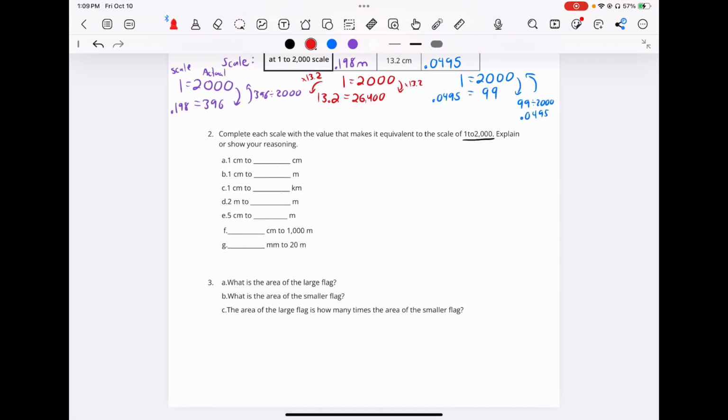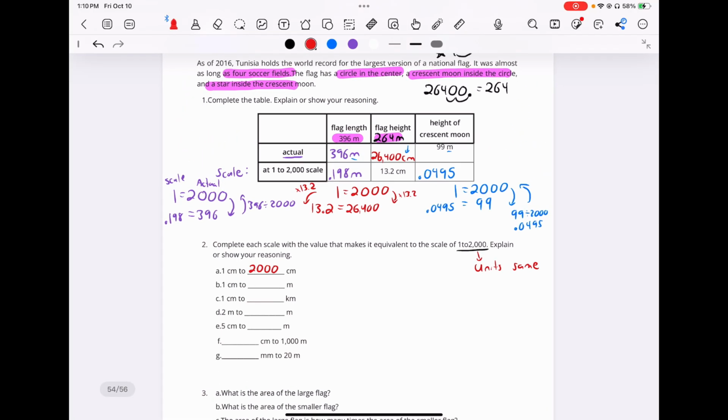Now we're going to look at number 2. So we're going to complete each scale with the value that makes it equivalent to the scale of 1 equals 2,000. So in this case, there's no units. So that means the units have to be the same. So for A, we have 1 centimeter is equal to a certain number of centimeters. My units are the same. So I could take 1 and multiply it by 2,000, and I have 2,000 centimeters.